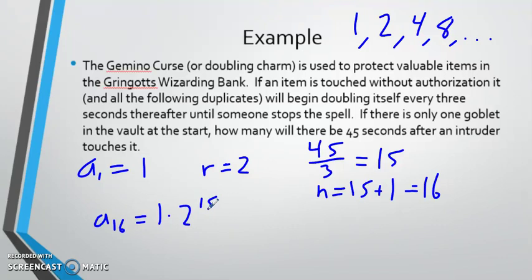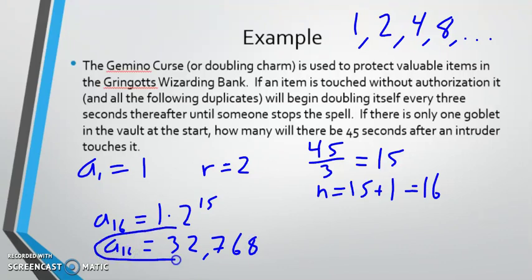Now, the 1 times doesn't affect anything. All you actually have to compute is what is 2 to the 15th power, and that's going to give you 32,768, which is exactly why Harry, Hermione, and Ron were in so much trouble. It's because even in such a short time frame of 45 seconds, there are already 32,000 of those objects going to be crowding them into that locked vault.